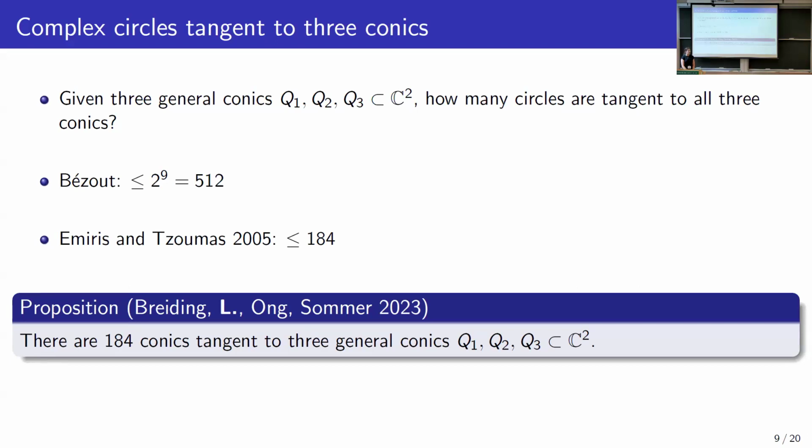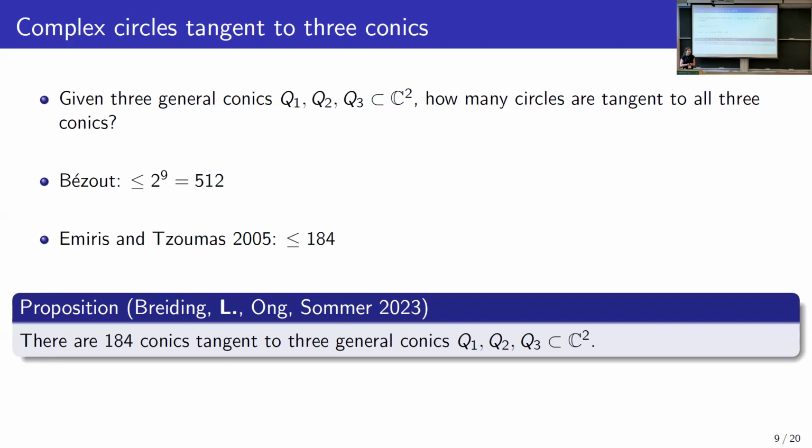And so we actually wrote it up though. So okay, that's the answer to the complex solution. But like Frank said, not a terribly challenging argument. Really analogous to the Steiner's problem argument as well. So, okay, 184 complex circles tangent to 3 conics.